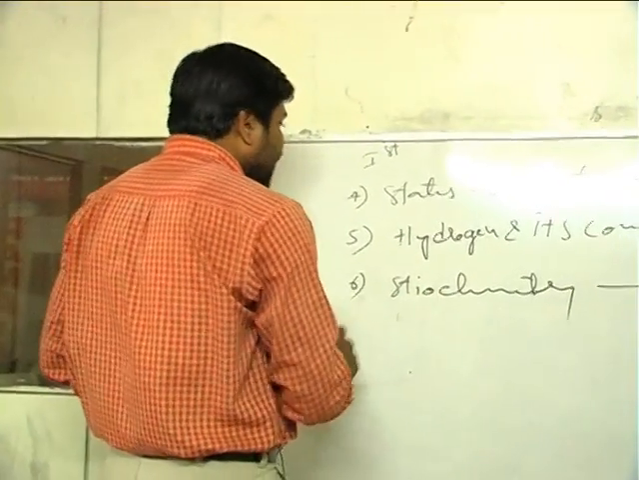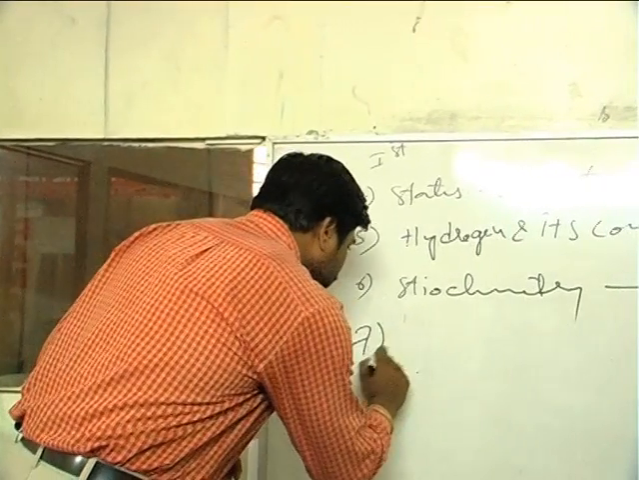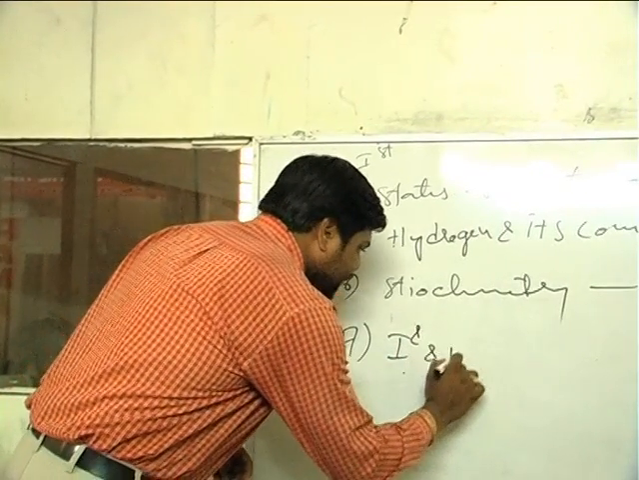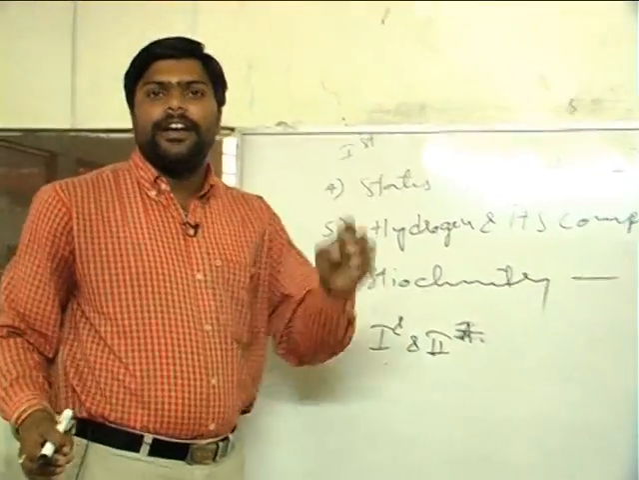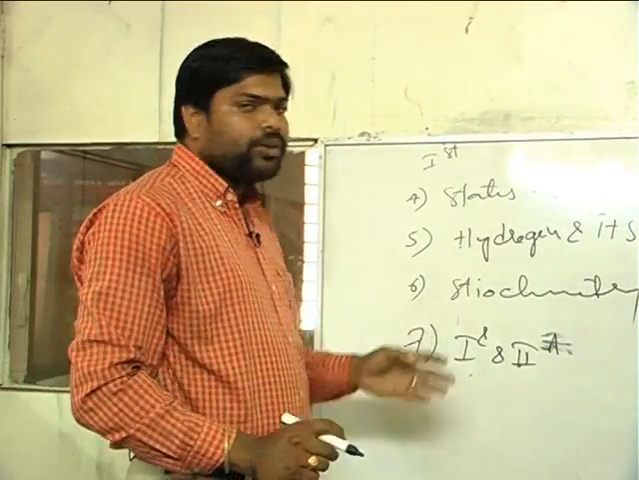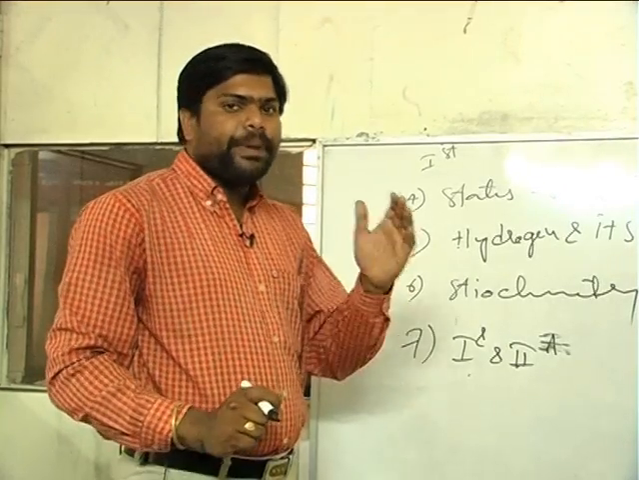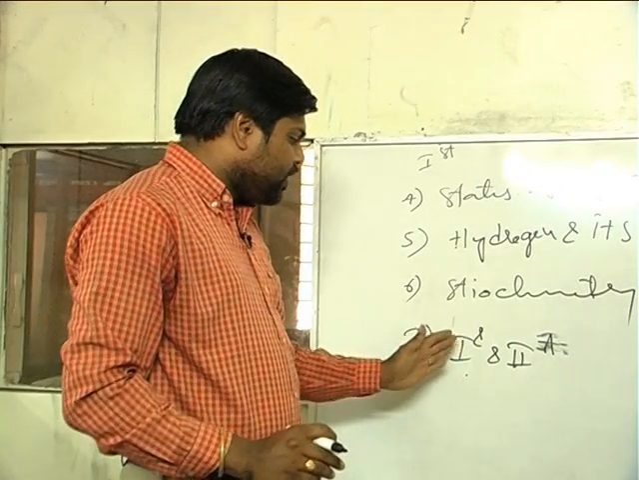So the next one is alkali and alkaline earth metals. So we can say the first and second A group elements. These first and second A group elements are called alkali and alkaline earth metals. From this we have to read about the chemical properties and preparation methods of all first A and second A group elements.